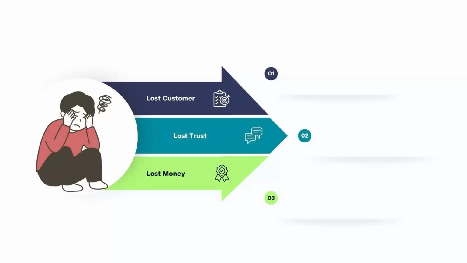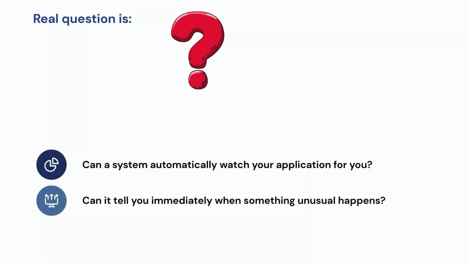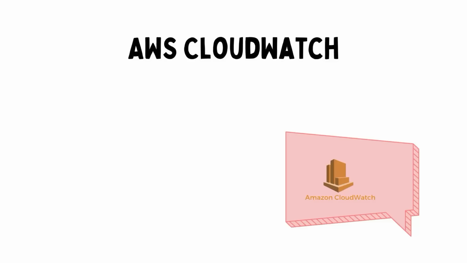So the real question is, can a system automatically watch your application for you? Can it tell you immediately when something unusual happens? And the answer to these questions is yes. In AWS, that is called CloudWatch. And that's exactly what we are going to understand today.